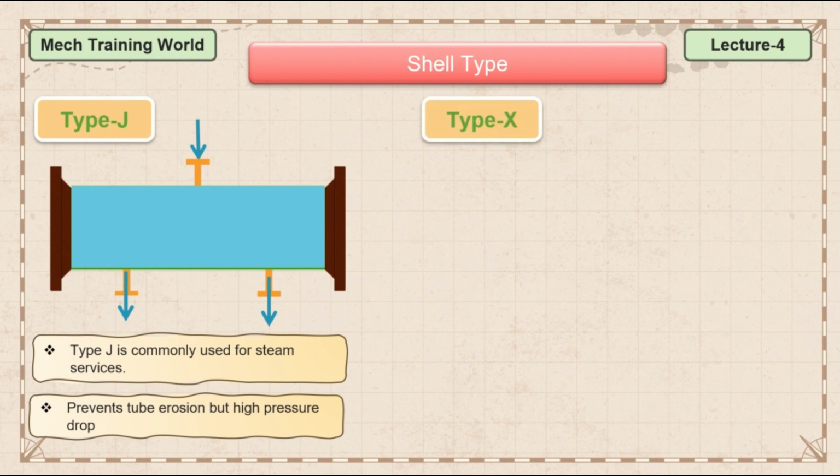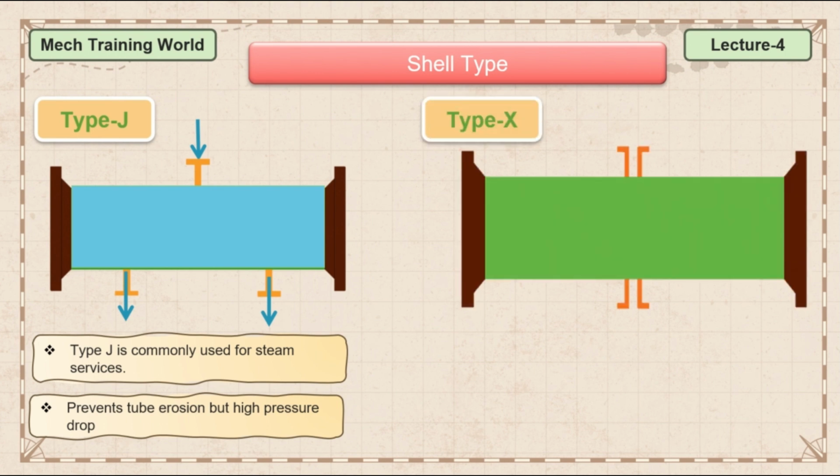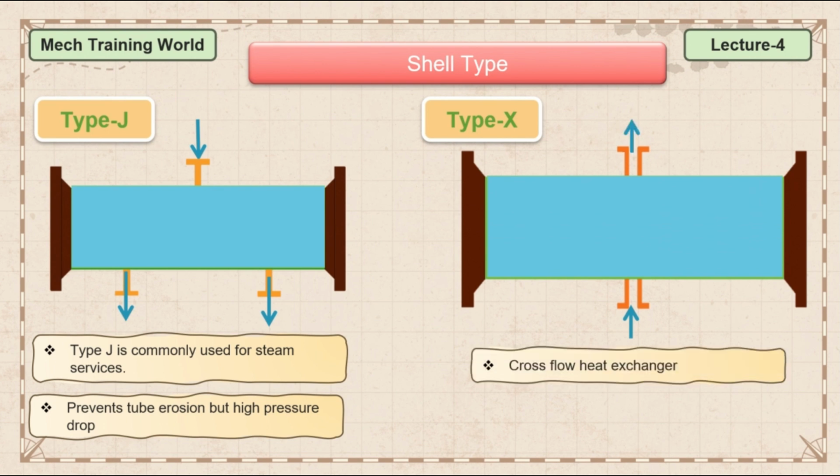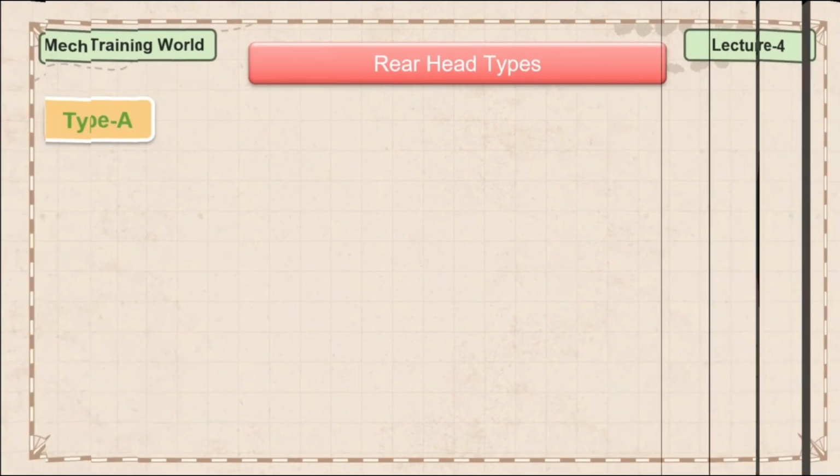And next one we can go to type X. In type X, the hot fluid moves horizontally and the cold fluid moves vertically. Since they move perpendicular to each other, this is called a cross flow heat exchanger, guys. This type is commonly used in applications where the temperature difference between two fluids is very small. So that's why we use type X in air conditioning systems and refrigeration units, and generally where low temperature fluid cooling is required. So this is all about shell type heat exchangers, guys. In the next lecture we will see their head types.